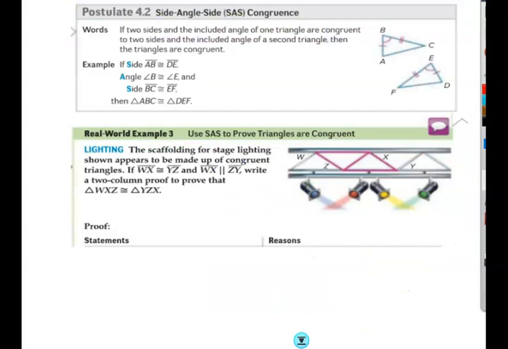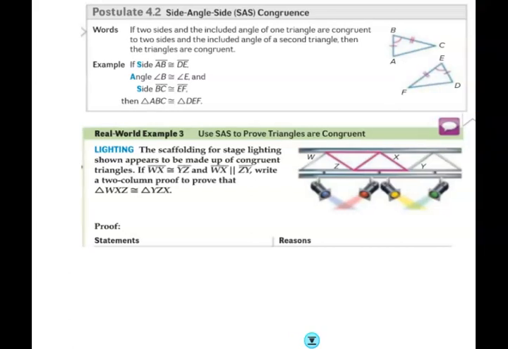Now let's talk about 4.2. So we just used side, side, side as a proof. Now we have side, angle, side. So if you notice, the A is in between the S's, which is very important. It is the included angle, okay? So it has to be in between the sides in order for it to work, okay?